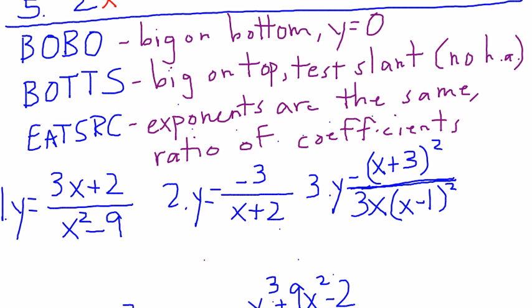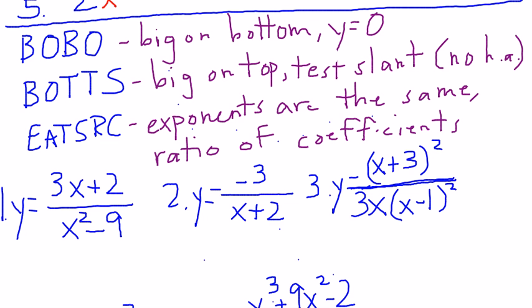So big on bottom, y equals 0. So if the degree in the denominator is bigger, the horizontal asymptote is y equals 0. Big on top, test slant. There's no horizontal asymptote if the degree in the numerator is bigger. EATSRC stands for exponents are the same. It's the ratio of coefficients.